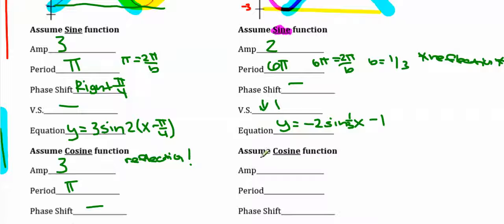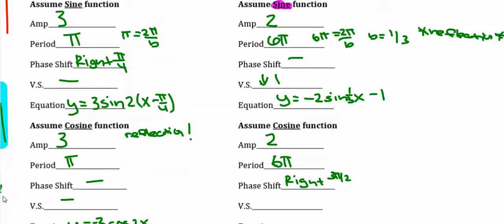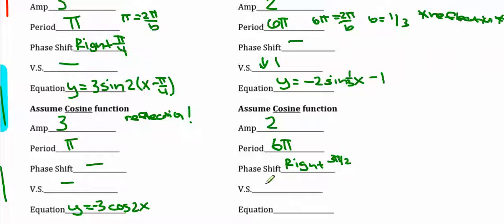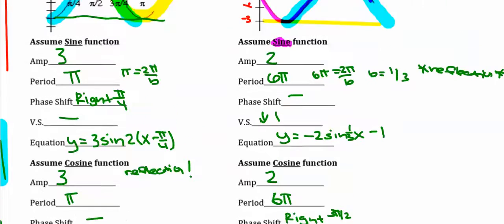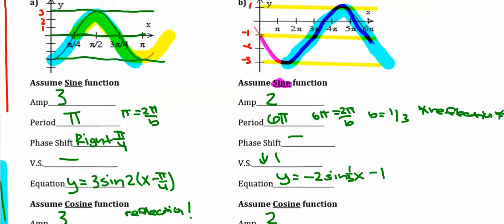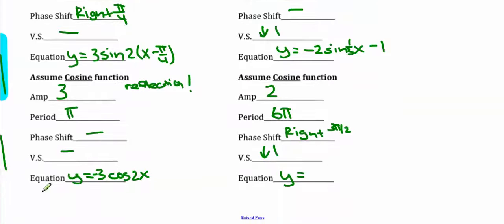So my amplitude is 2, period is 6 pi. Phase shift is to the right, 3 pi over 2. My vertical shift, down 1. So my equation, let's see if it starts at the minimum or the maximum. Starts at the minimum. So that means that there's also a reflection.